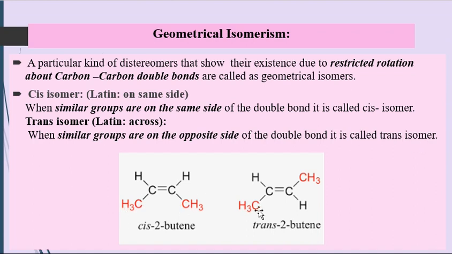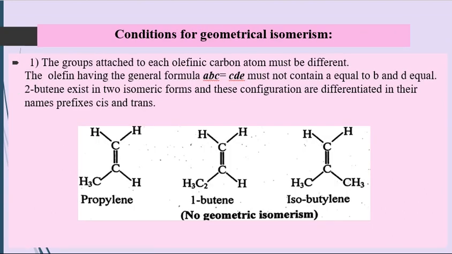Here the examples are cis-2-butene and trans-2-butene. In cis-2-butene, the CH3 groups are on the same side of the double bond and the two hydrogens are on the same side of the double bond. That is, if we consider only CH3 or hydrogen, when they are on the same side of the double bond, it is cis-2-butene. When they are on opposite sides, then it is trans-2-butene.